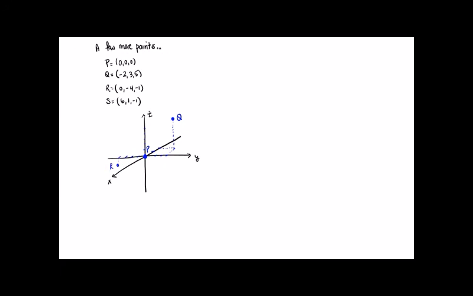We've got S, which is 6 units forward, way out here, 1 unit to the right, and 1 unit down. Those are our points, right?